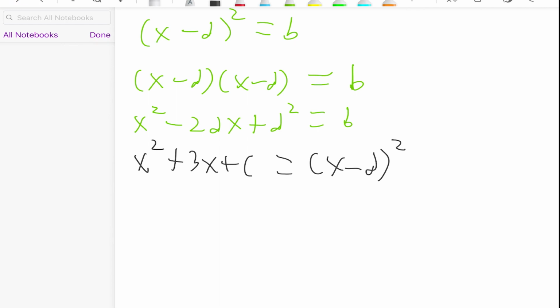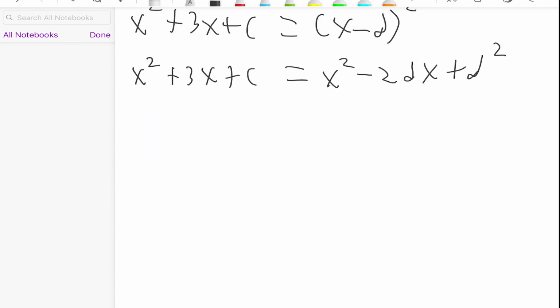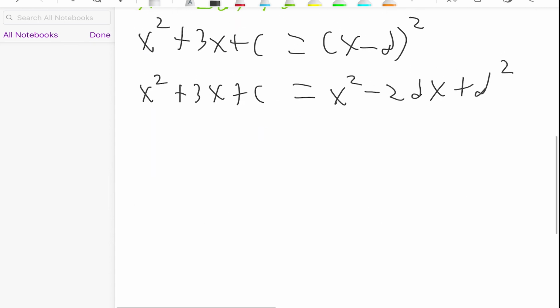So now we can rewrite x squared plus 3x plus c is equal to (x take d) squared, which is x squared take 2dx plus d squared. Okay, interesting. So now we can compare each x term with each other, because what we're saying here is we want the left hand side to equal the right hand side. That's our goal here. So to do that, we need each term to equal each other, right? If two things are equal, then everything has to equal.